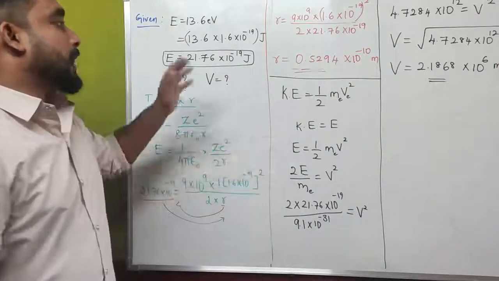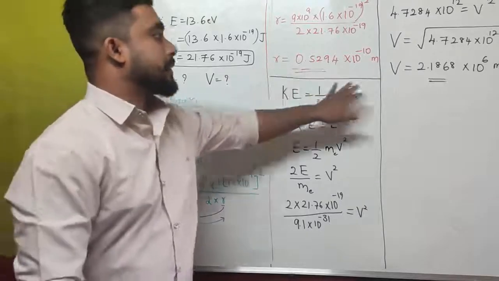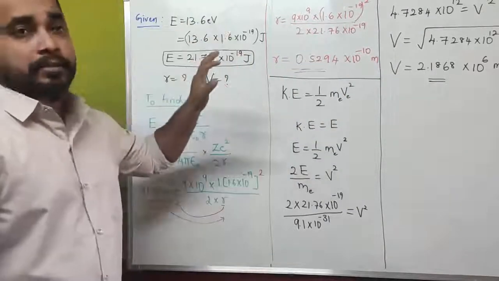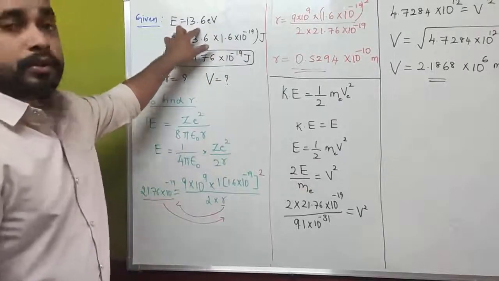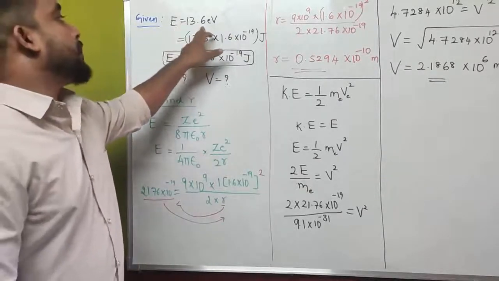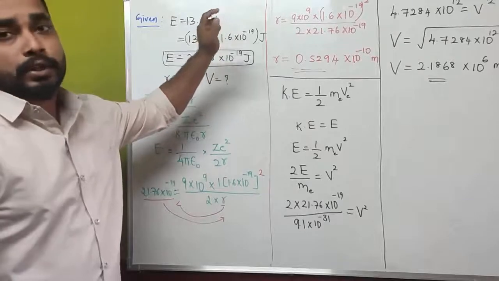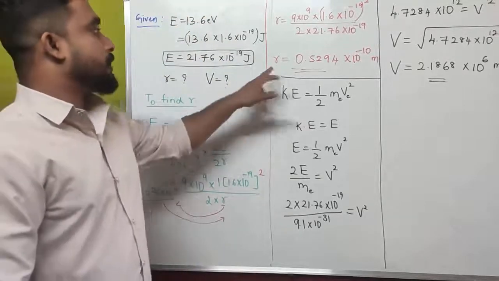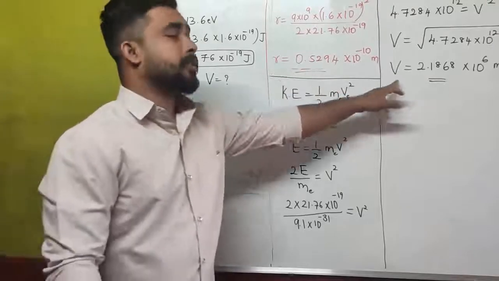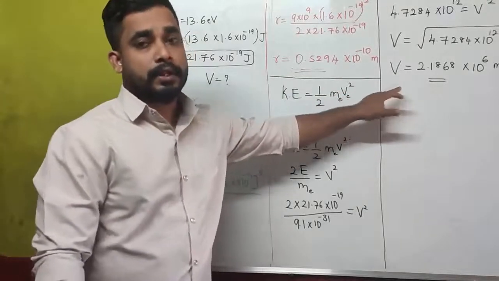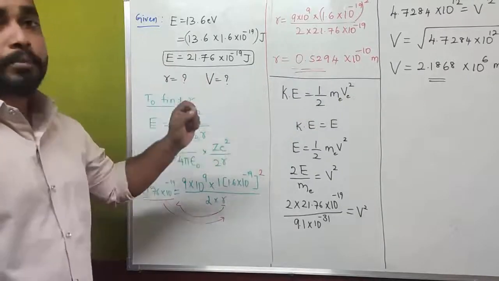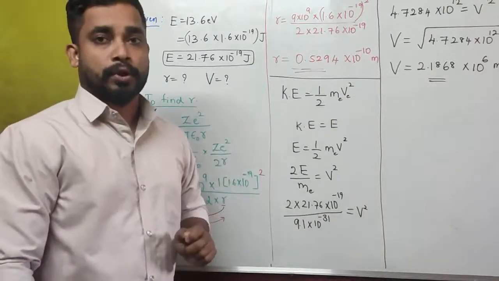This is how we have calculated the value of radius and velocity in a hydrogen atom. Actually, this is the energy required to separate the proton and electron in a hydrogen atom. By using this constant, we have calculated the value of radius and velocity of the electron easily. Please go through this. This kind of problem is very important from your exam point of view.